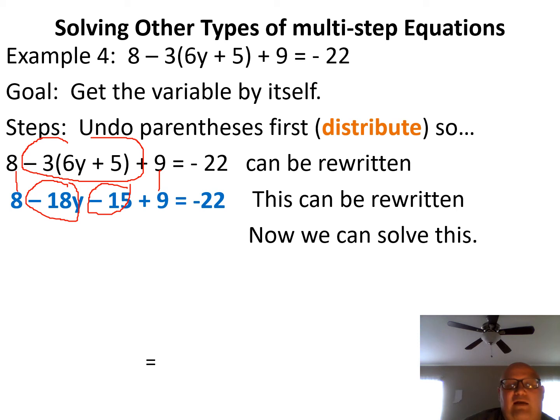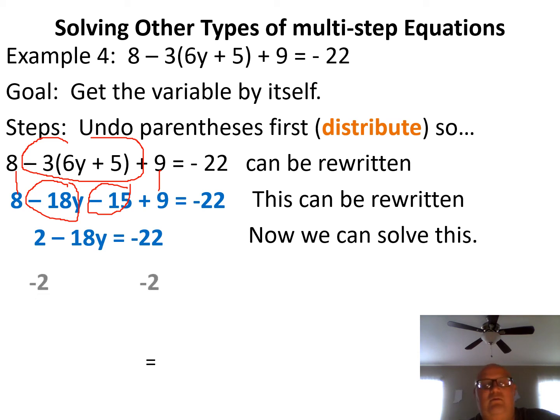Of course, we already brought the 8 down. And now we can combine like terms. Boom. Look at that. So 8 minus 15 plus 9, you get that. That gives you -18y. And then let's see here. Oh yeah, 8 minus 15 plus 9, sorry, is 2, and then minus 18y is left because there's no like term to go with -18y.